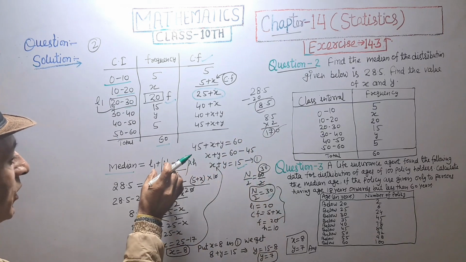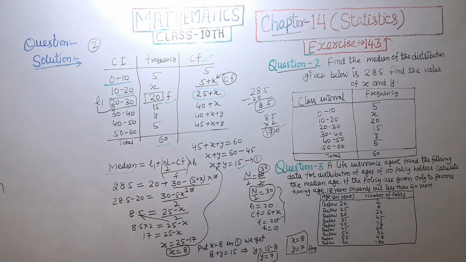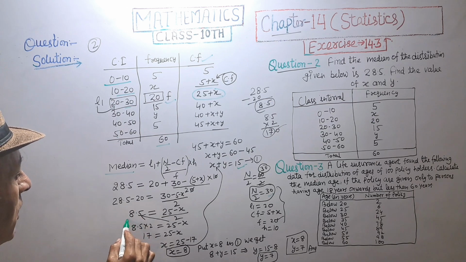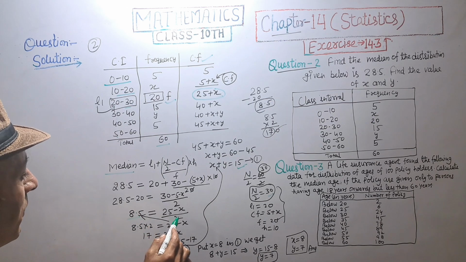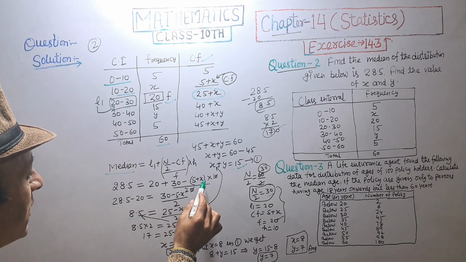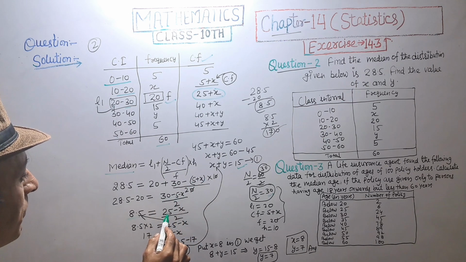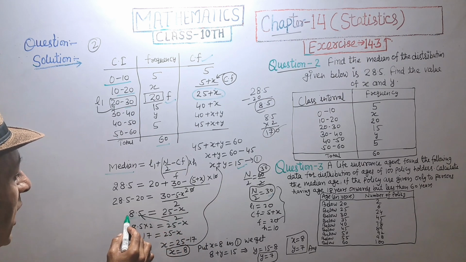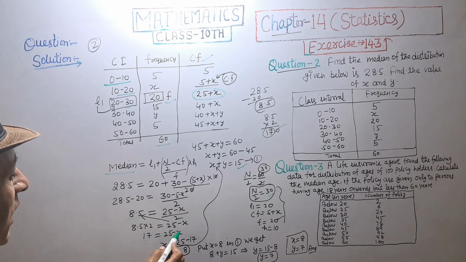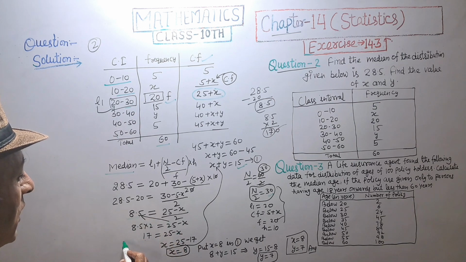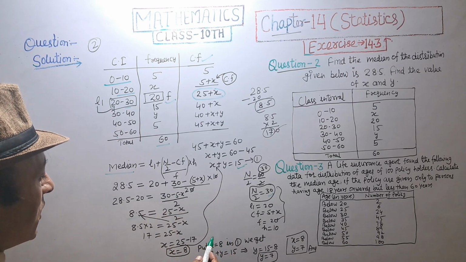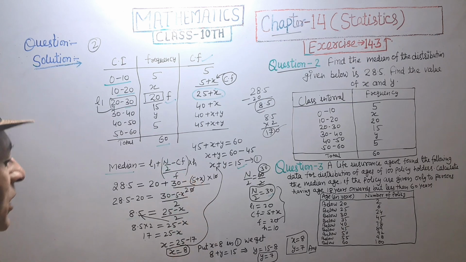Putting all these values in the formula, L1 plus (N by 2 minus CF) upon F into H, we get 28.5 minus 20, that is 8.5, equal to (30 minus 5 minus x) upon 20 into 10. 30 minus 5 is 25, and the zeros cancel. Cross multiplying, 8.5 twos are 17, and x shifting to the left side is positive x, and 17 shifting to the right side is negative 17. So 25 minus 17 equal to 8.